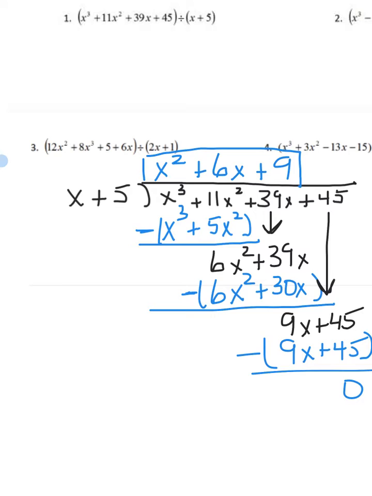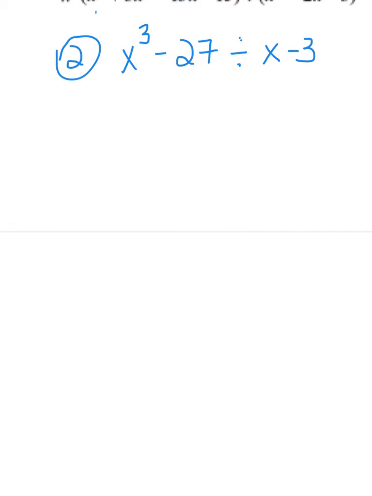Now let's take a look at number 2. I'm going to go ahead and erase what I've written here because I want to show you what to do with number 2. So I'm going to erase this, and then we're going to start with number 2. All right, so for problem number 2, we have x cubed minus 27 divided by x minus 3.